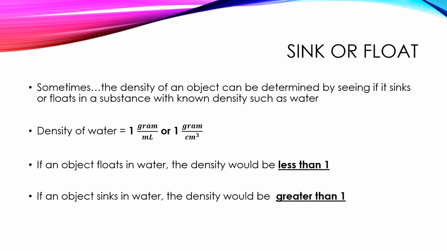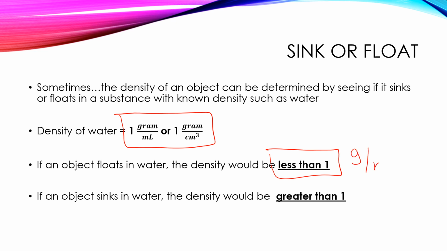So sometimes the density of an object can be determined by seeing if it sinks or floats in a substance with a known density, such as water. And it's always going to be in relationship to whatever substance you're comparing it to. So if it floats, it's going to have a density that's lower than the substance it's in. And if it sinks, it's going to have a density that's higher. So water's density is 1 gram per milliliter, or 1 gram per cubic centimeter. So if an object floats in water, the density is going to be less than 1 gram per milliliter.